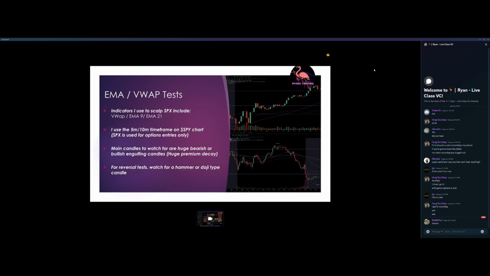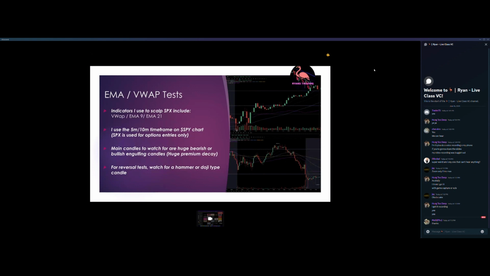XPX is used for option entries only. You guys understand that? I'm watching the SPY chart. XPX is on my phone to actually enter the trade. Main candles to watch for are huge bearish or bullish engulfing candles, huge premium decay. Basically, this candle, that's really good to watch. These type of candles, pretty good to watch. This candle, the big ones, the ones that decay the premium.